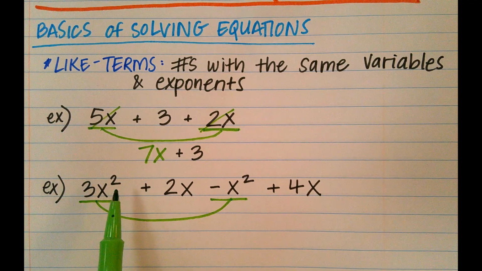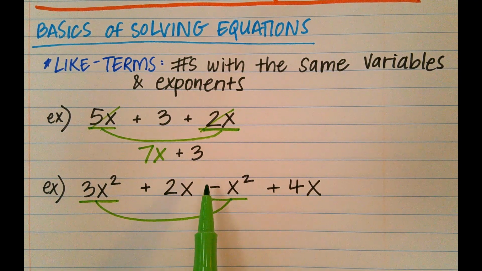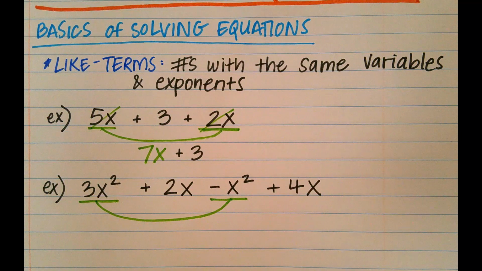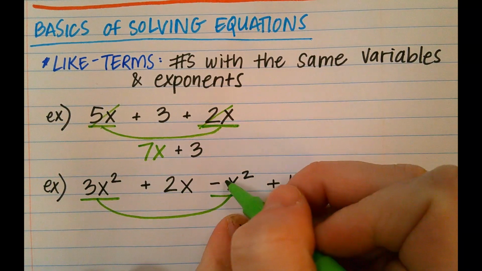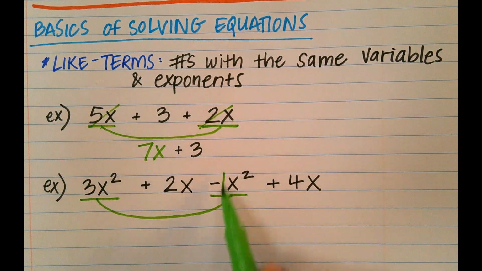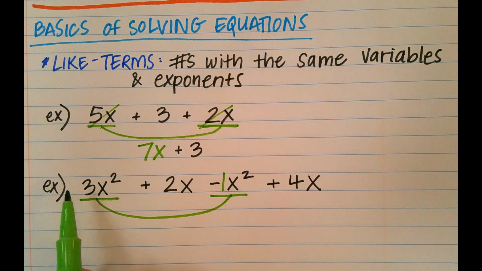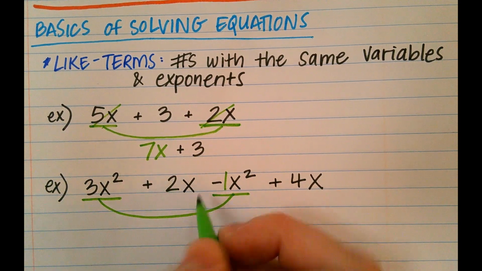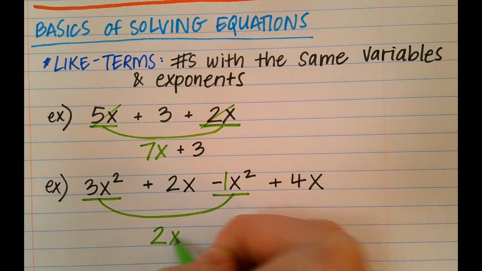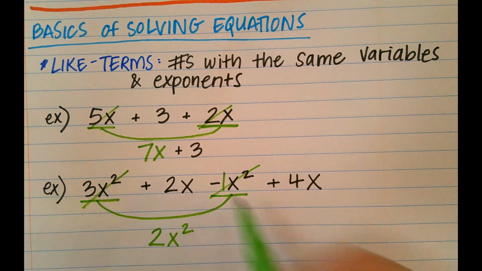So now I have 3x squared, and then I have a negative x squared. How do I put those together? What's that do? It's really like negative 1. If there's no number in front of your x, there's an invisible 1. So it's really like 3 minus 1, which is what? 2x squared. Yes, 2x squared. 3 minus 1 is 2. So 2x squared. Cross those out because I'm done with them.